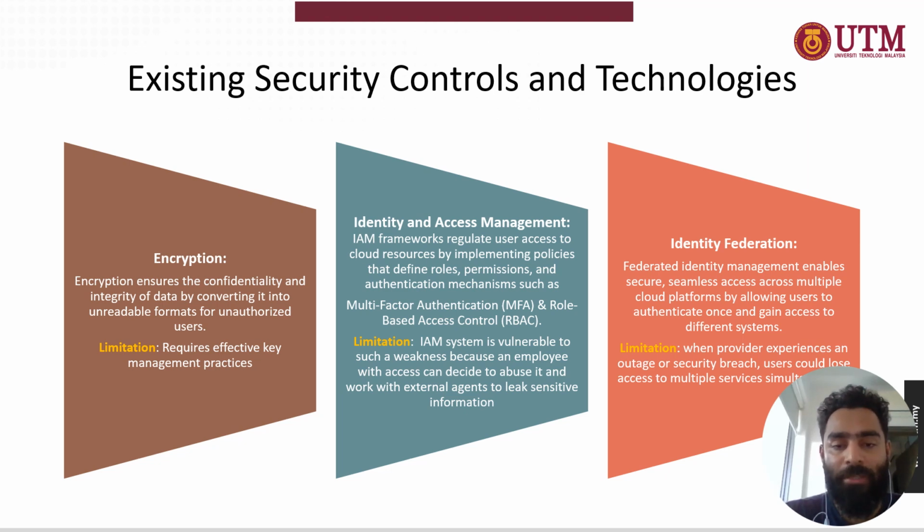Okay, so let's discuss what are the current security controls that organizations are using in cloud computing technology. The first one is encryption. As you all know, encryption means changing the format of the data to another format so that only authorized people can see the data by decrypting it with particular keys. Encryption ensures the confidentiality and integrity of the data by converting it into an unreadable format for unauthorized users.